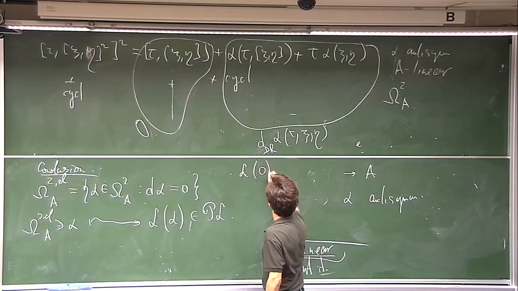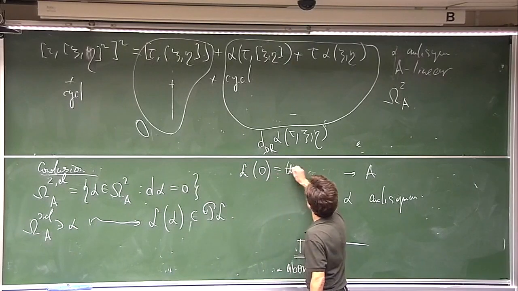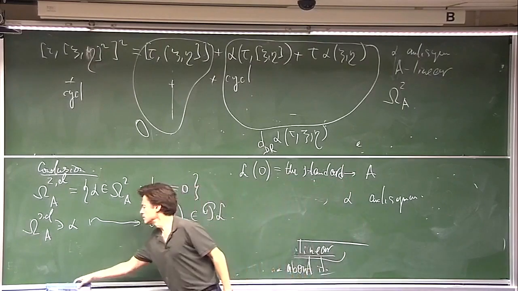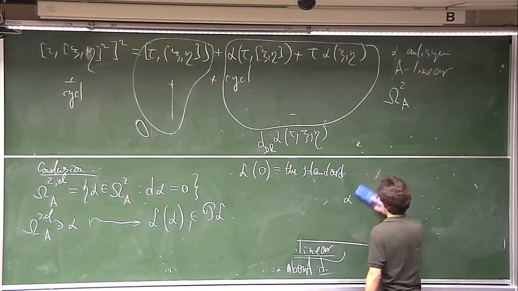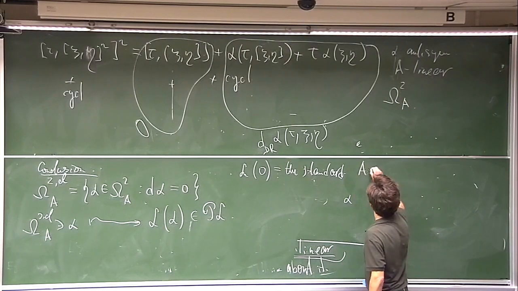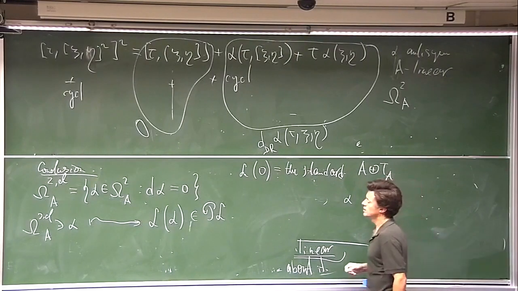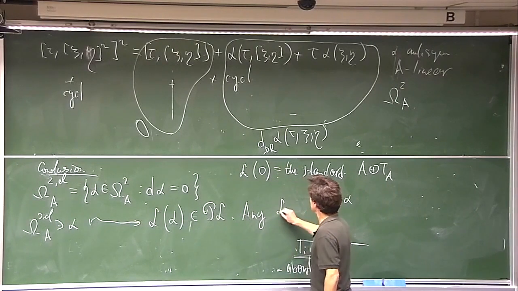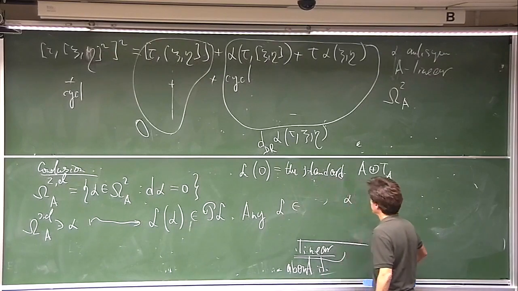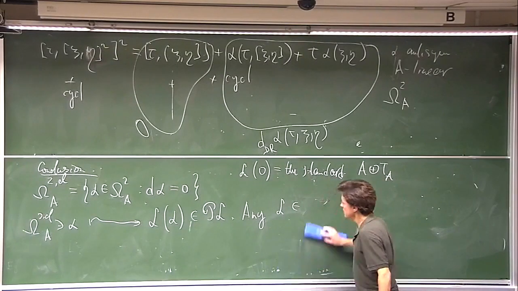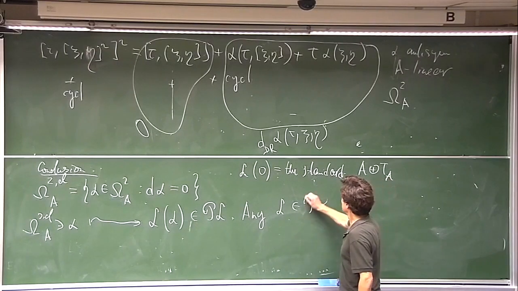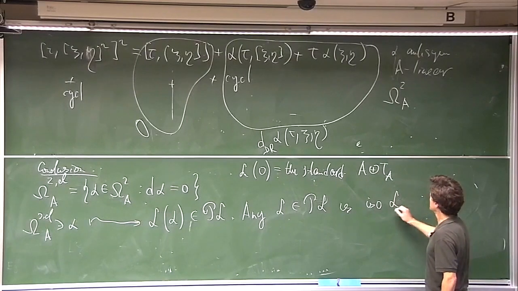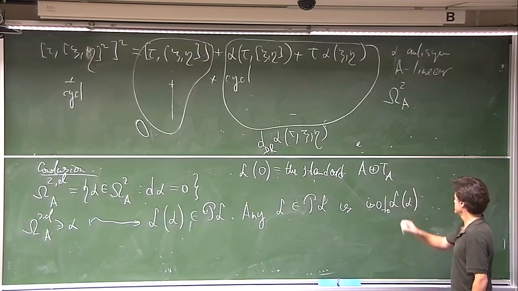In this notation, L of 0 would be the standard one, A plus T sub A. And any Picard algebroid is isomorphic to an algebroid of this form.